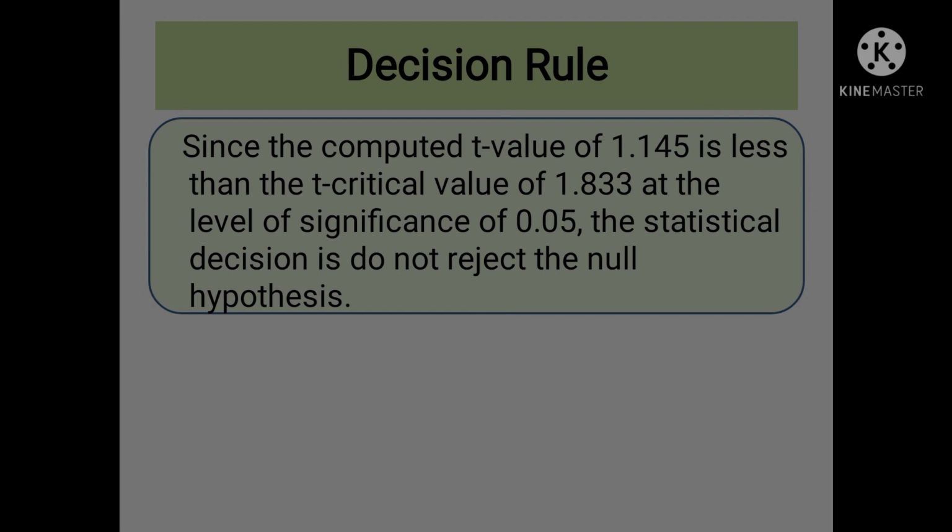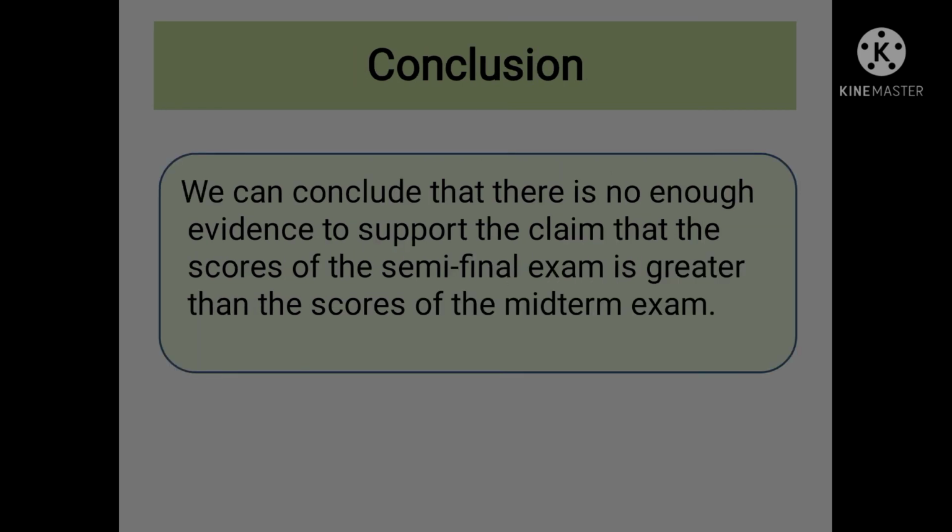Decision rule. Since the computed t value of 1.145 is less than the critical value of 1.833 at the level of significance of 0.05, the statistical decision is to not reject the null hypothesis. Conclusion. We can conclude that there is not enough evidence to support the claim that the scores of the semifinal exam are greater than the scores of the midterm exam.